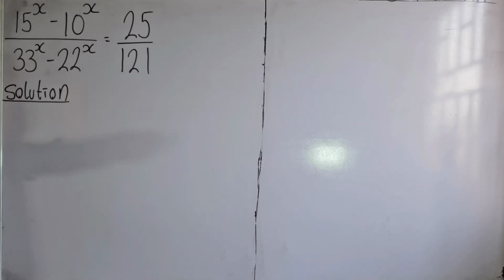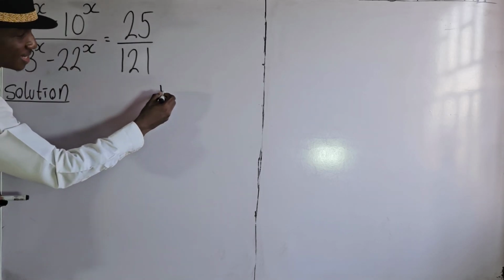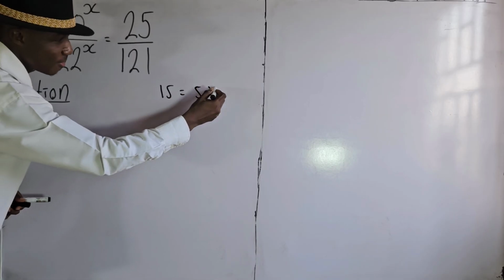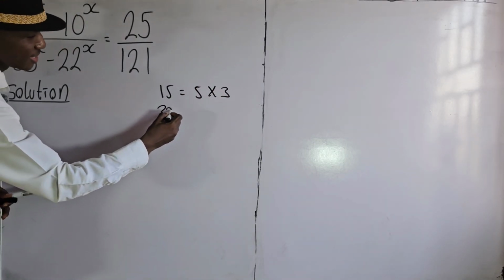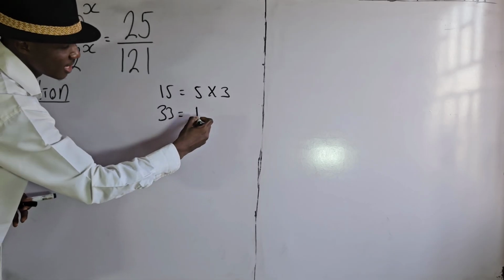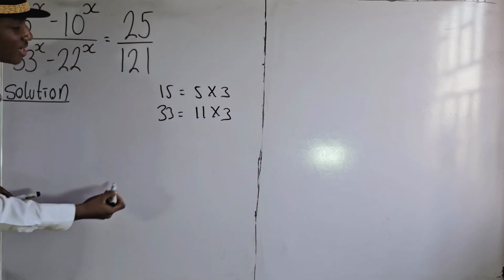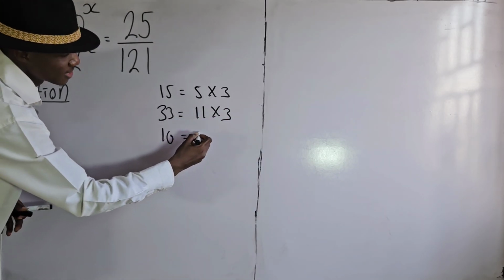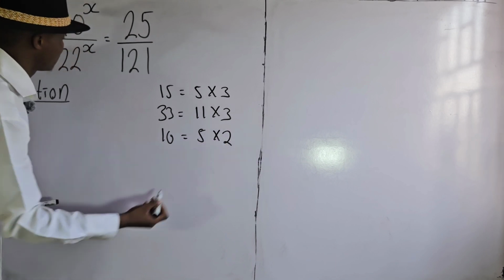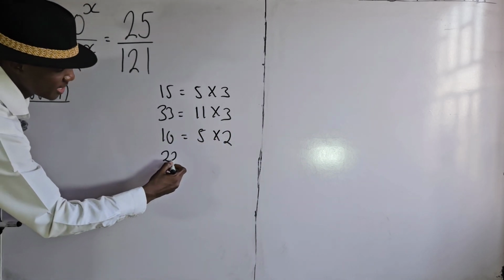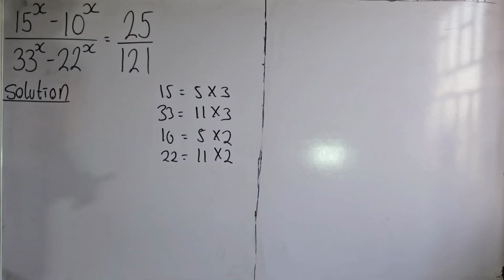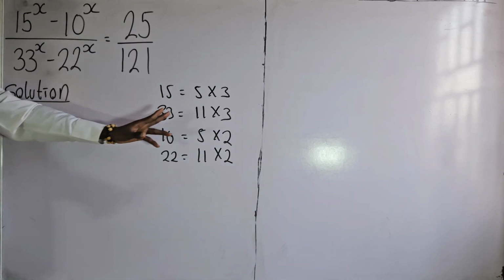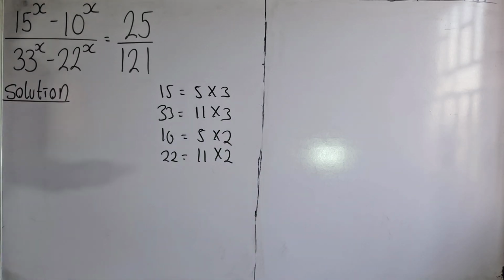The first thing I would like you to know is that 15 can be written as 5 multiplied by 3, right? Also, 33 can be written as 11 multiplied by 3. Also, 10 can be written as 5 multiplied by 2. 22 can be written as 11 multiplied by 2. So the first step is that I'm going to replace all the values here as the products. So let us proceed.